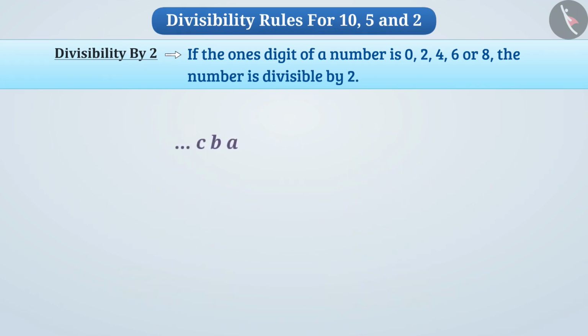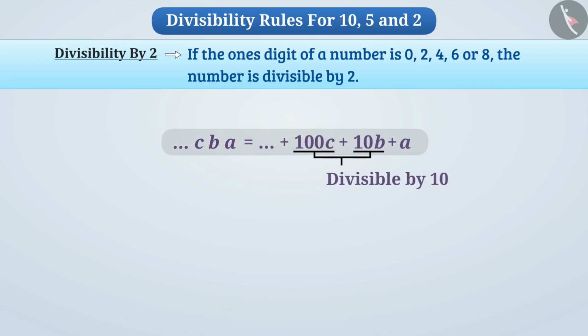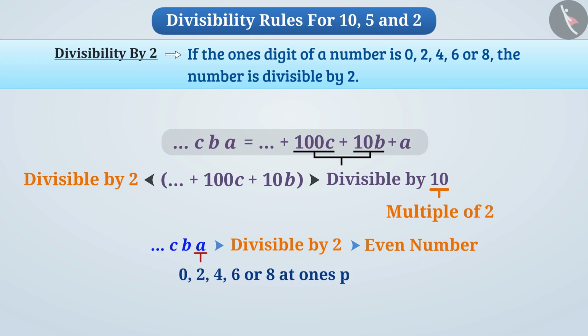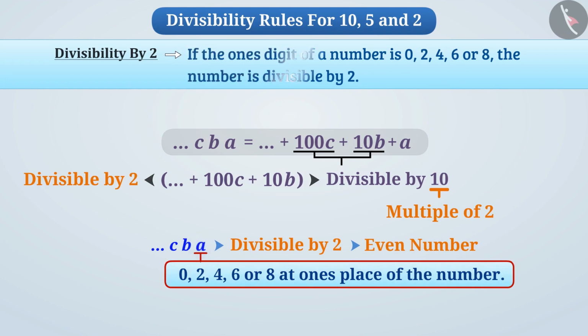Suppose a number is like this. We can write this number as follows. We have learned that all these numbers are divisible by 10. Since these numbers are divisible by 10, their sum will also be divisible by 10. Since 10 is a multiple of 2, we can say that the sum will also be divisible by 2. In this way, if this number is divisible by 2, then it must be an even number. That means there will be digit 0, 2, 4, 6 or 8 at the ones place of the number. So we say that if the ones digit of the number is 0, 2, 4, 6 or 8, the number is divisible by 2. Now you must have understood the divisibility rules for 10, 5 and 2.